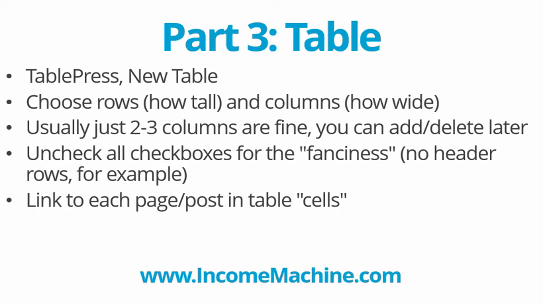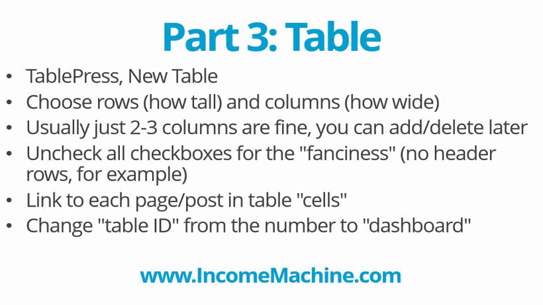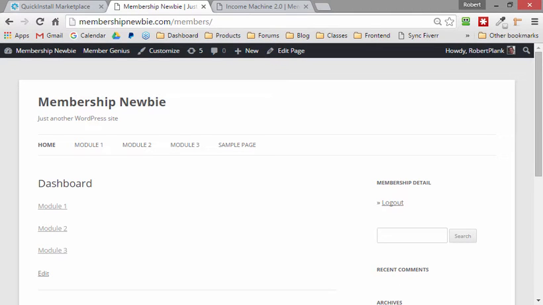Then we already have linked to each page and post, but we're going to put those links right there in the cells of the table, and then we're going to change the table ID. I think it'll make our table be table number 1. We're going to change the name to Dashboard. That way we know what we just created. So let's do that. We already have this site modules dashboard page. We want to put a table here.